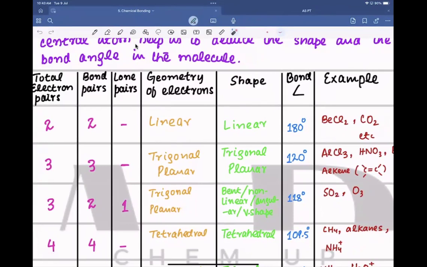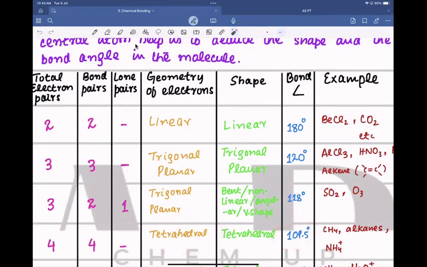Now, what we can do is keep the 4 pairs of electrons in total, but make 3 bond pairs and 1 lone pair, right? Yes, sir. So if there is 1 lone pair, what will happen? Will the electron geometry remain the same or change? The electron geometry will remain the same, but the shape would change. So we'll see how the shape will change. It means the electron geometry would remain tetrahedral, right? Yes, sir. So what happens to the bond angle?